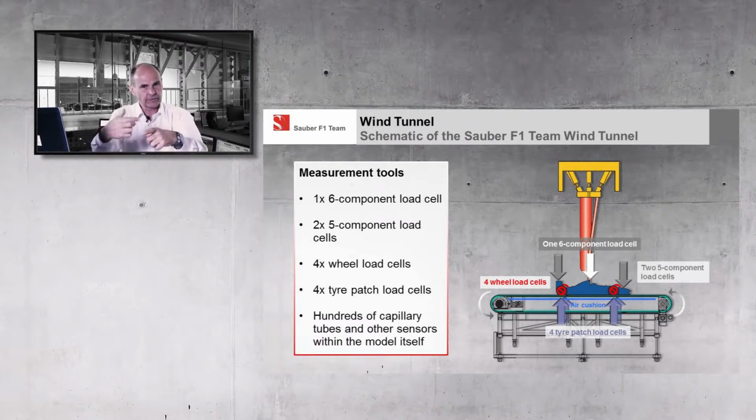Then the same applies for the side force, and the same applies for the drag force and yaw moment. So that's why 6 components. We have a number of 5-component load cells, for example, one for the front wing, one for the rear wing. We could make those 6-component as well, but for us it's enough to measure 5.